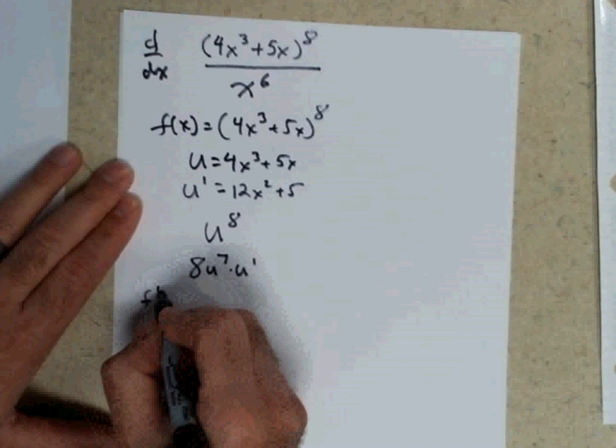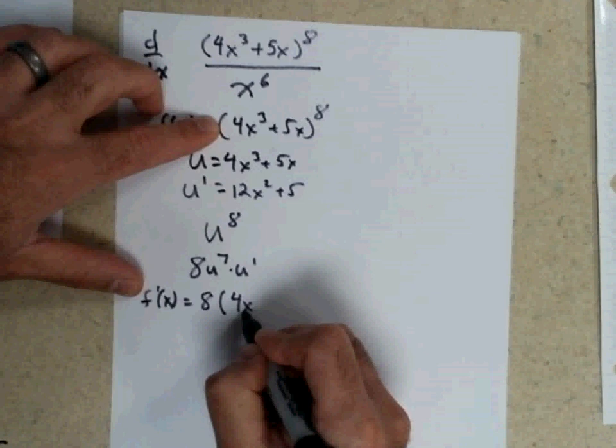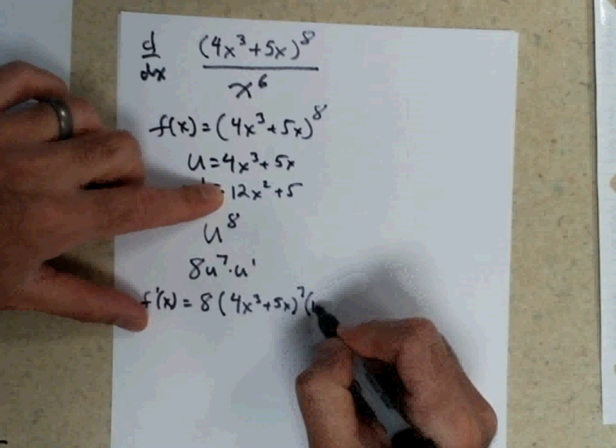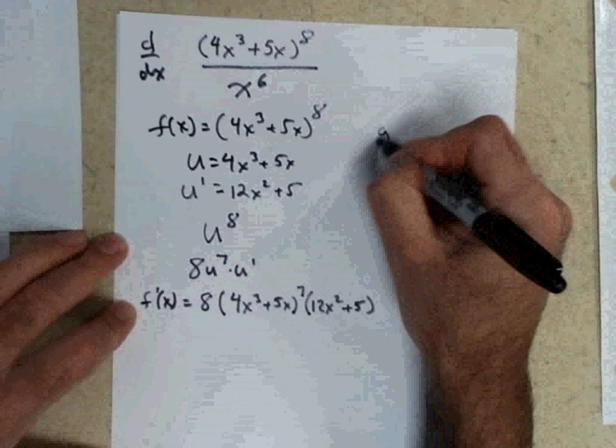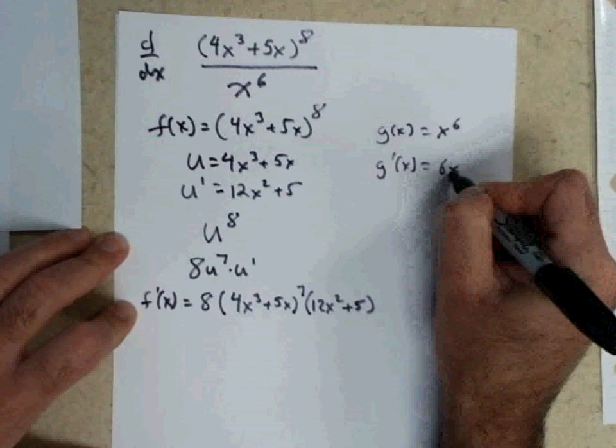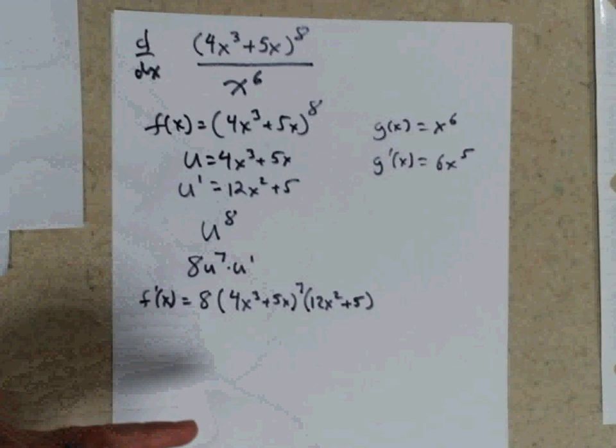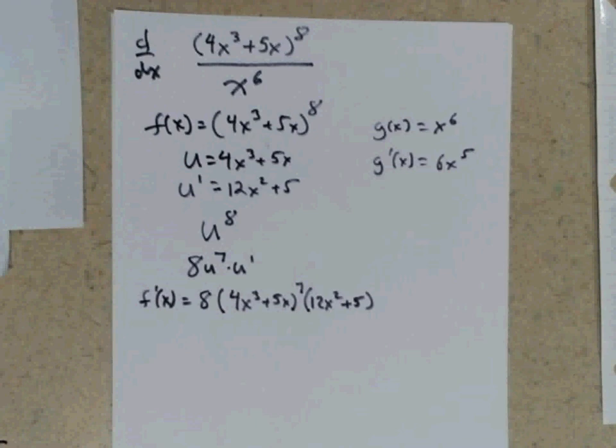And I substitute all this in for f prime of x. The derivative of this term is 8 times (4x cubed plus 5x) raised to the 7th times u prime, which is 12x squared plus 5. So that's f prime. Now my g of x is the bottom term, x to the 6, and then g prime is equal to 6x to the 5. Any issues with that? Do you want me to repeat something? Because you were thinking, where did I get this?